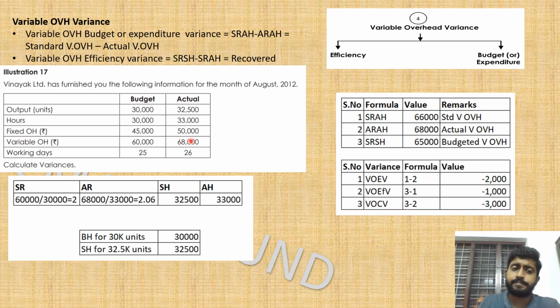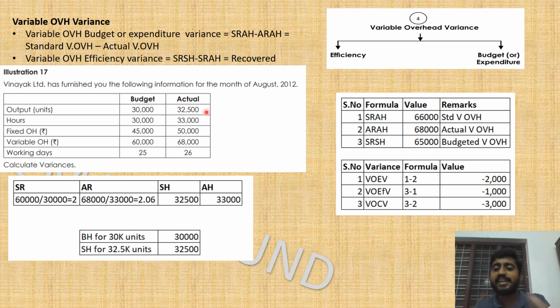Okay, so a question is given. From this question, what we want: standard rate, actual hours, actual rate, and standard hours. So we want the four data: standard rate, actual rate, standard hours, and actual hours. Actual hours is given in the question as 33,000. That is taken as it is. Standard hours is very simple. You can see 30,000 hours is required for producing 30,000 units. Then for 32,500 units, what is the standard? It is 32,500 hours. So 32,500 is the standard.